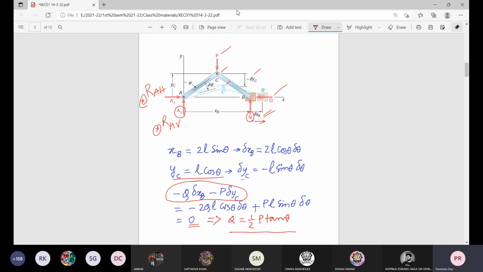So in that equation, the algebraic summation of all the work done by all the forces present in the system is only these two. And find the relation between P, Q, L, theta, etc. Cancel out this non-zero del theta term. So we get Q is equal to half P tan theta. So for different values of theta, you will get different supports.